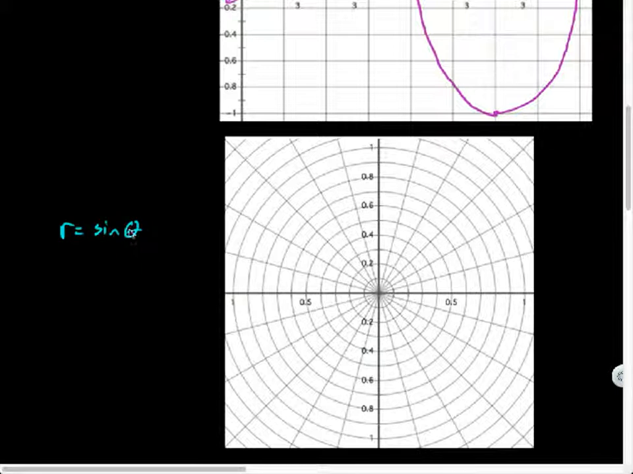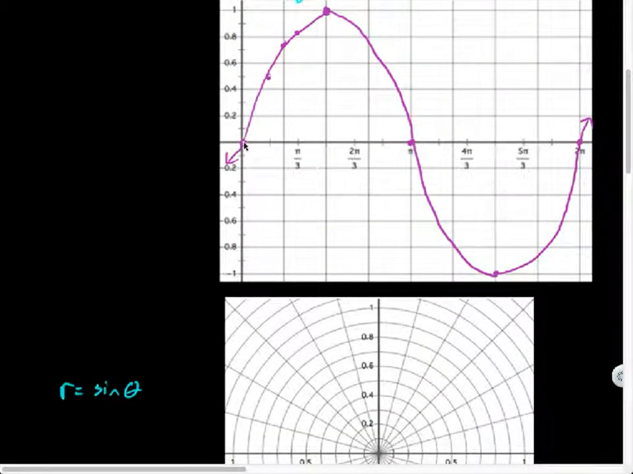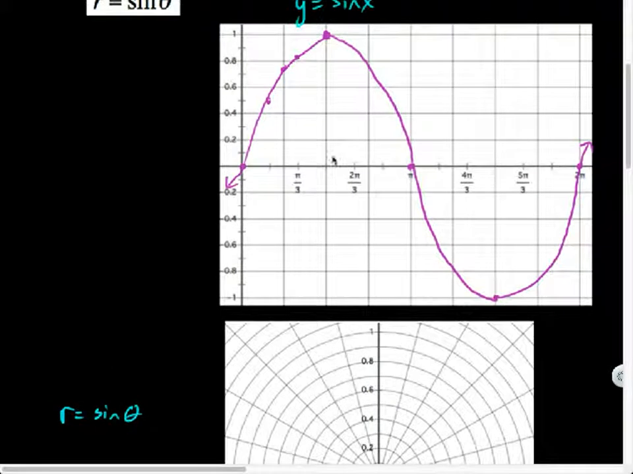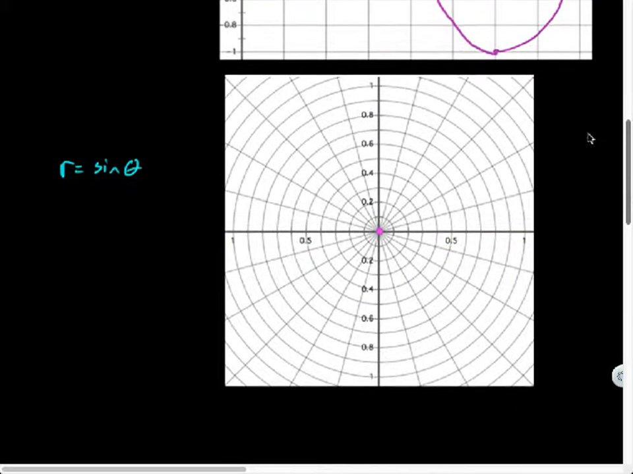So when theta is 0, what was sine? Let's look here. 0. The height was 0 there, right? So at 0 degrees, I'm at 0. So 0, 0 for my r, theta. That was easy so far. When theta is pi over 4, sine of pi over 4 is what I marked earlier as 1/2. So when I'm at a pi over 4 angle, which is a 45-degree angle, I'm expecting to be out at 1/2.